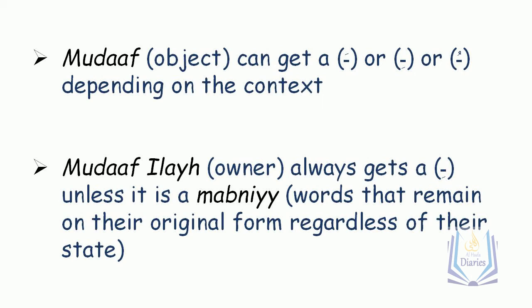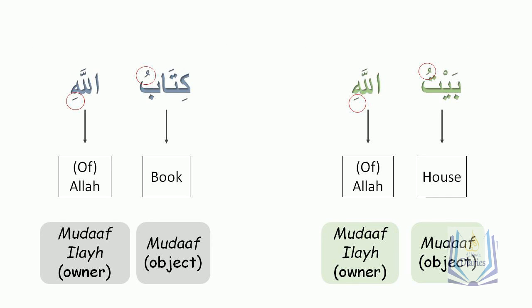Now the concept is very simple. Mudaf can get either a fatha or a kasra or a dhamma depending on the context of the sentence, whereas the mudaf ilay, the owner, always at all times gets a kasra unless he's mabni. Now for an example, let's say kitabullahi or baytullahi. We see that baytu is having a dhamma, whereas Allahi, house of Allah, Allah is the owner. Allah is getting a kasra. He is in the state of majroor. He is in the state of jar.